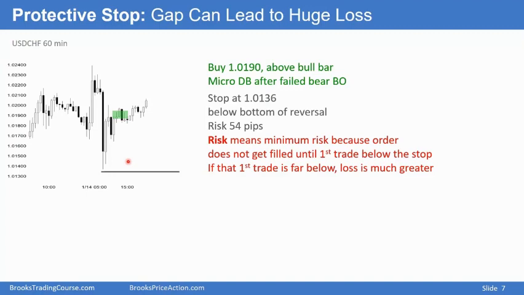Whenever you're in a trade, you need to place a protective stop to protect you against the market going too far against you. If you buy here, you're filled at 1.0190. You might put a stop below this low, which is at 1.0136. Your risk is 54 pips from here to your stop. The first trade that takes place at or below your stop turns your stop into a market order. This risk to your stop is your minimum risk. It's not your absolute risk. You might be risking much more than that.